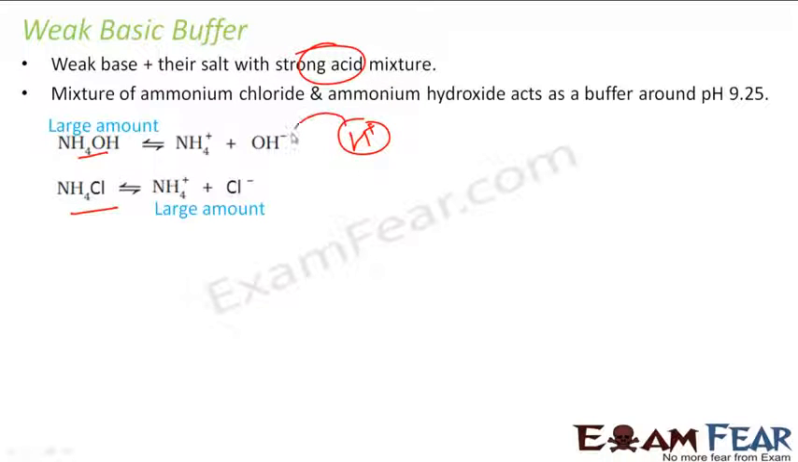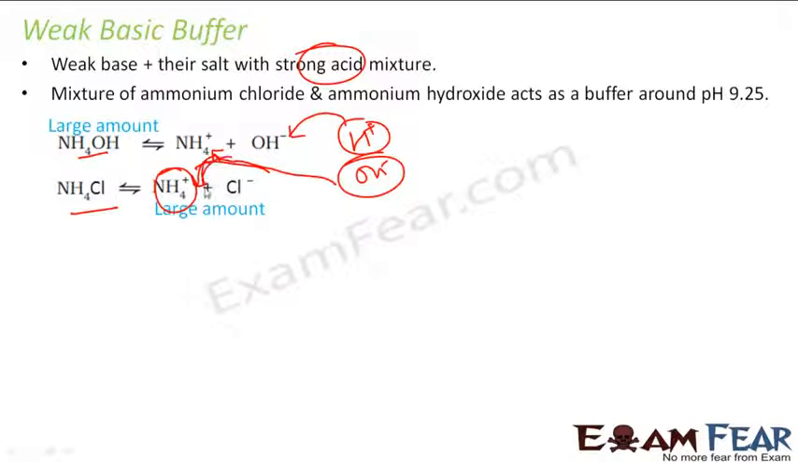It will combine with this guy. If I want to add OH minus, it will combine with this guy. H plus won't combine with Cl minus here, right? So in this case, this can withstand a lot of OH minus here because we have more NH4 plus. So it can withstand a lot of OH minus.